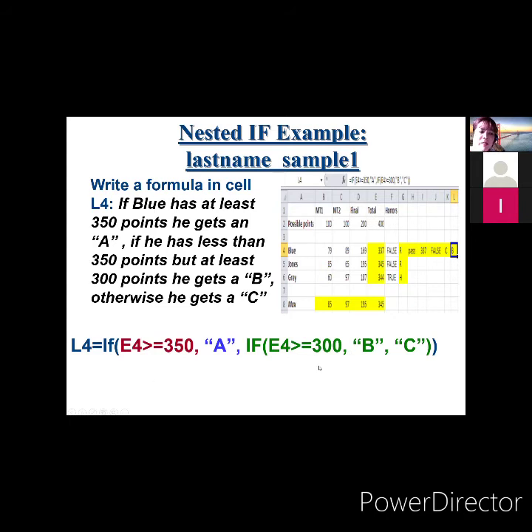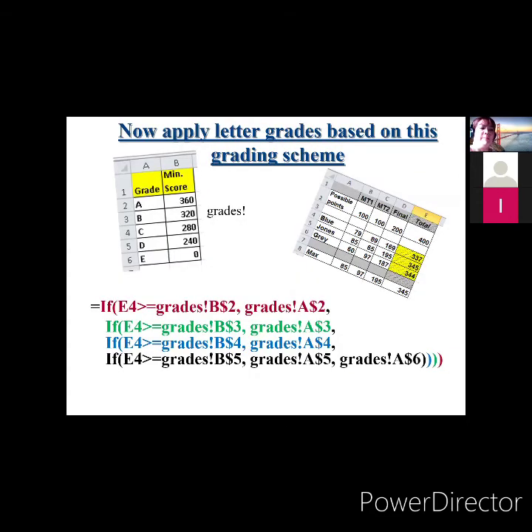Ngayon, kung na-meet na yan, and then you press enter, ito na po yung magiging value niya. No? So, sa case ni Blue, hindi niya na-meet yung first conditions, nandun po siya sa second conditions. Kaya ang kanyang grade ay B, kasi nandito siya sa second conditions. Okay? Yan. So, first logical test, value if true, value if false. Ayan. So, meron na tayong value.